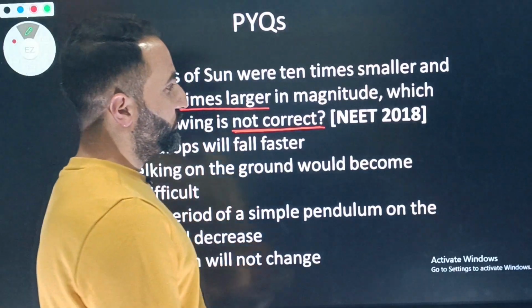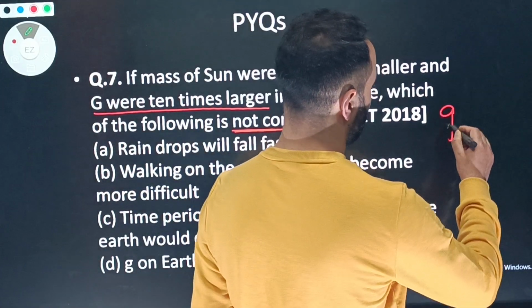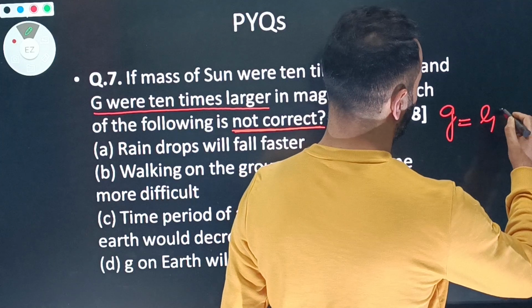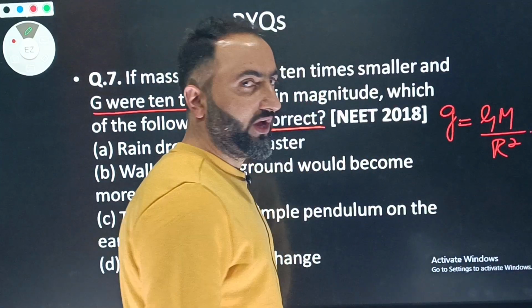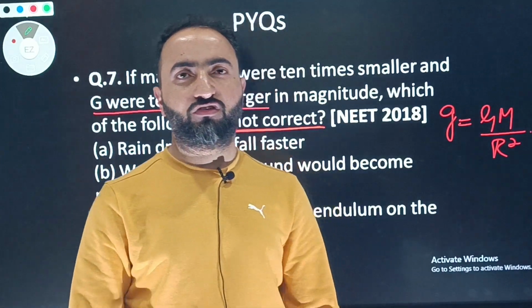ठीक है ना बेटा? तो सीधे आपको करना है क्या बेटा? acceleration due to gravity है क्या बेटा? That's equal to GM by r square. Where M is the mass of, for example, earth, r is the radius of the earth, and G is what? That is gravitational constant.